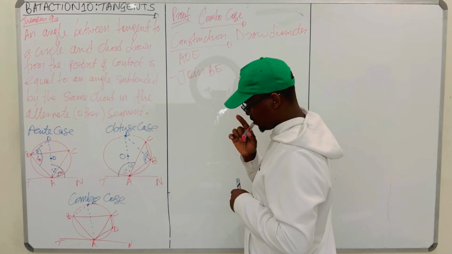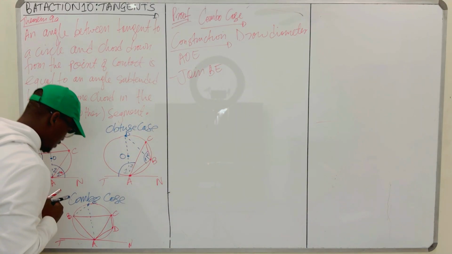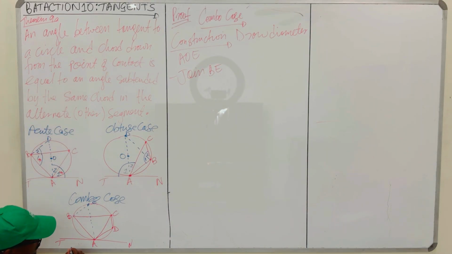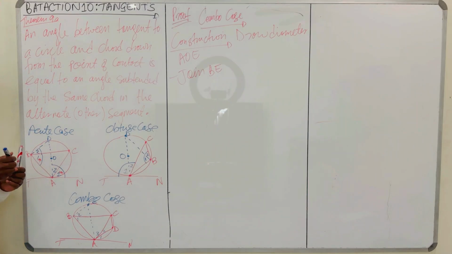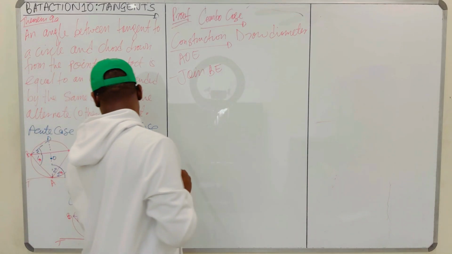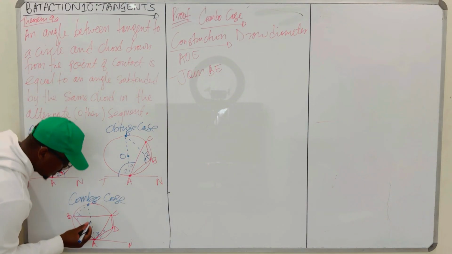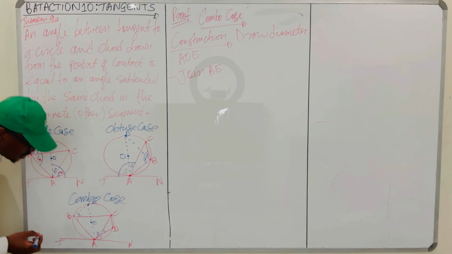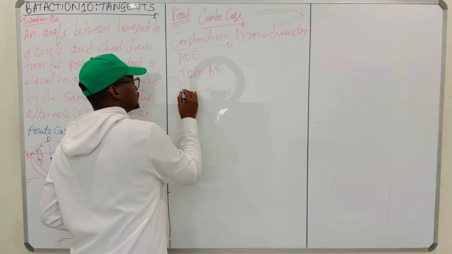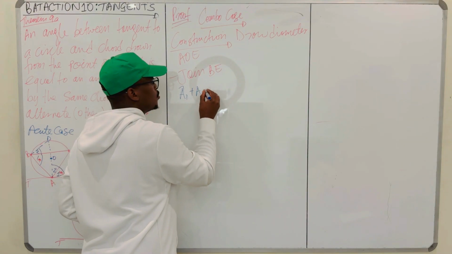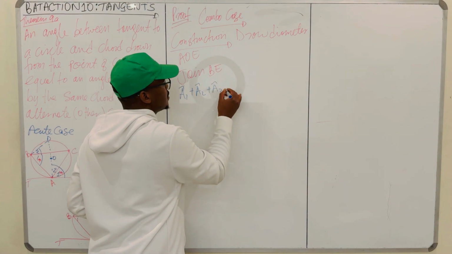Are you following me? Yes. So let's say maybe here you have your 1 and 2. Do you agree? Yes. And say you have 1 here, and this is 2, and this is 3. Do you agree? Yes. So A1 plus A2 plus A3, what do they give you? They give you 90 degrees.